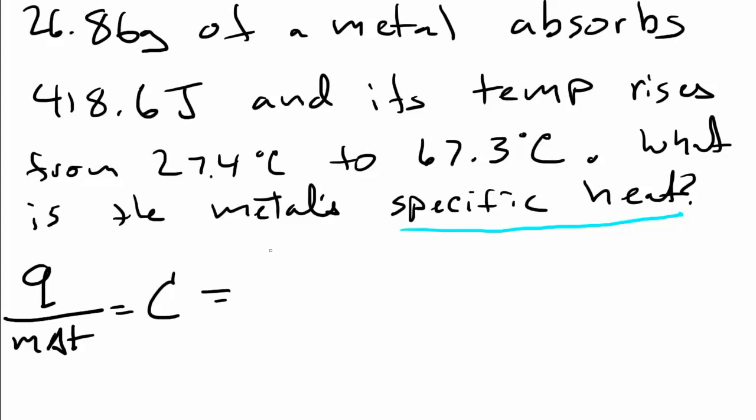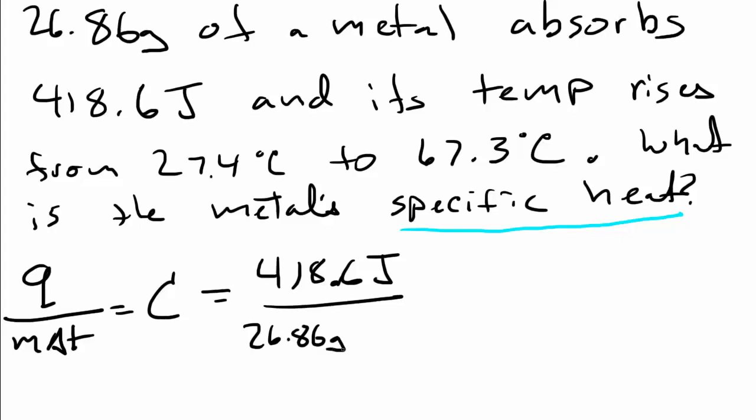So let's plug our numbers in. So the heat gained, the heat energy gained is 418.6 joules. That's a point. There we go. And we're going to divide that by the mass, which was 26.86 grams. And then we're going to divide it again by the change in temperature. So we went from 27.4 to 67.3.